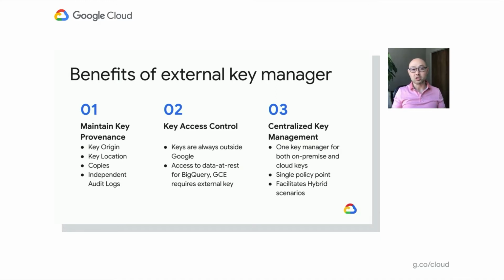Key access control is another really big motivator for people to use Cloud EKM. So as I explained in the previous slides, the keys to decrypt the data at rest are always outside. So from that perspective, if that key was ever withheld, then there's no path by which Google can go and decrypt the data. So once the data is at rest, it would stay at rest.